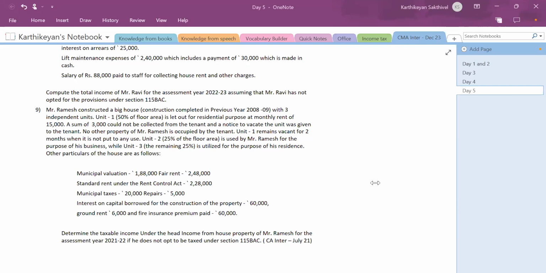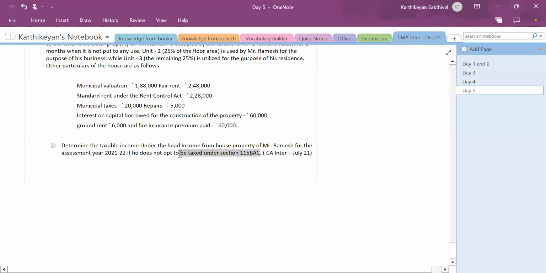If he does not opt for section 115BAC, to be taxed under section 115BAC.